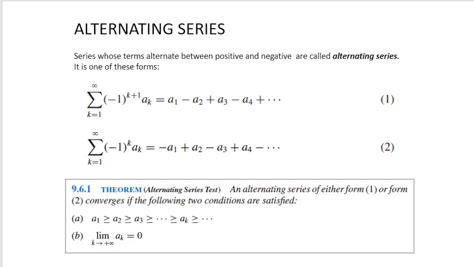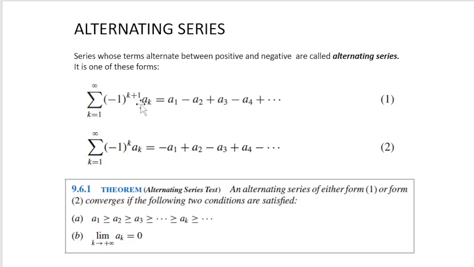But what is an alternating series? An alternating series is a series whose terms alternate between positive and negative, and it is one of these forms. Number one, the summation of negative 1 raised to k plus 1 times a sub k, where k is from 1 to infinity. If the value of k is 1, then this is 1 plus 1 or 2, and negative 1 to the second power is positive, and then times a sub 1.